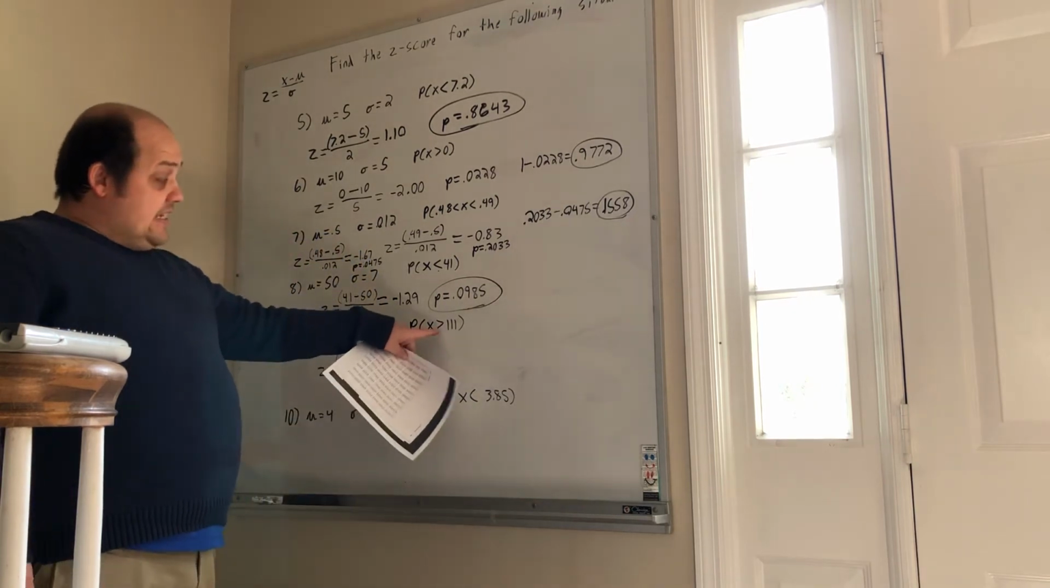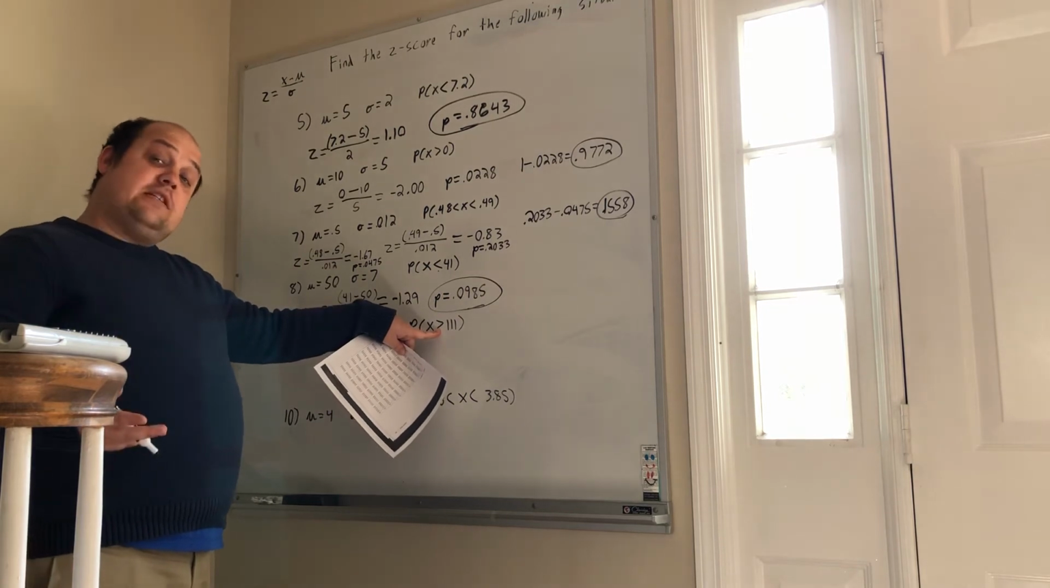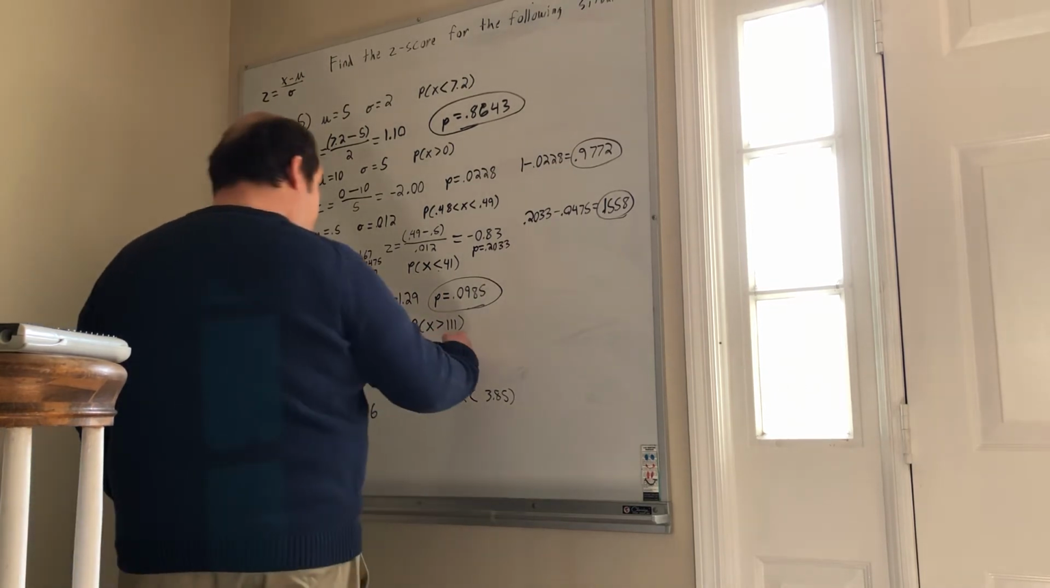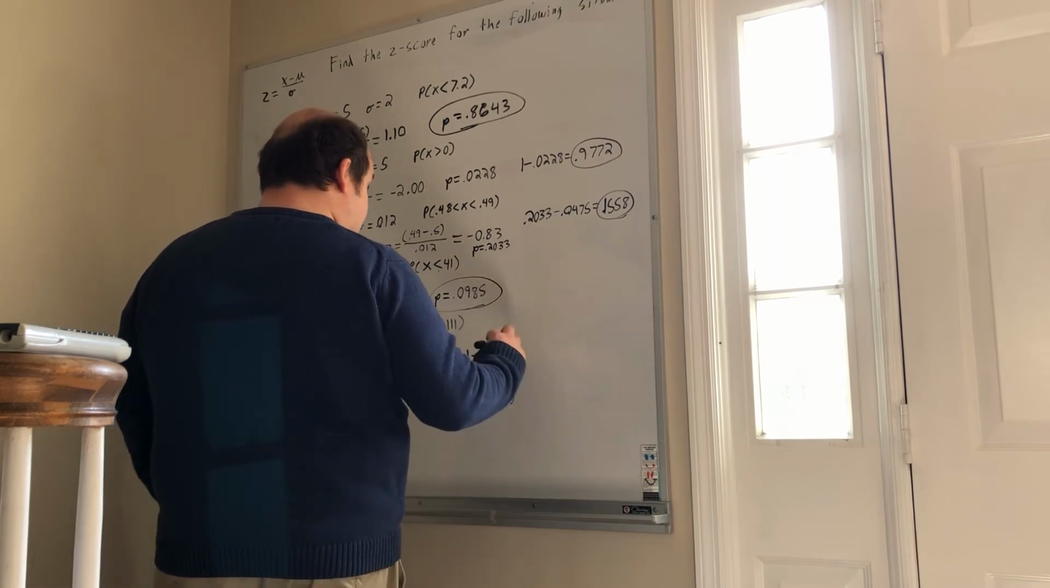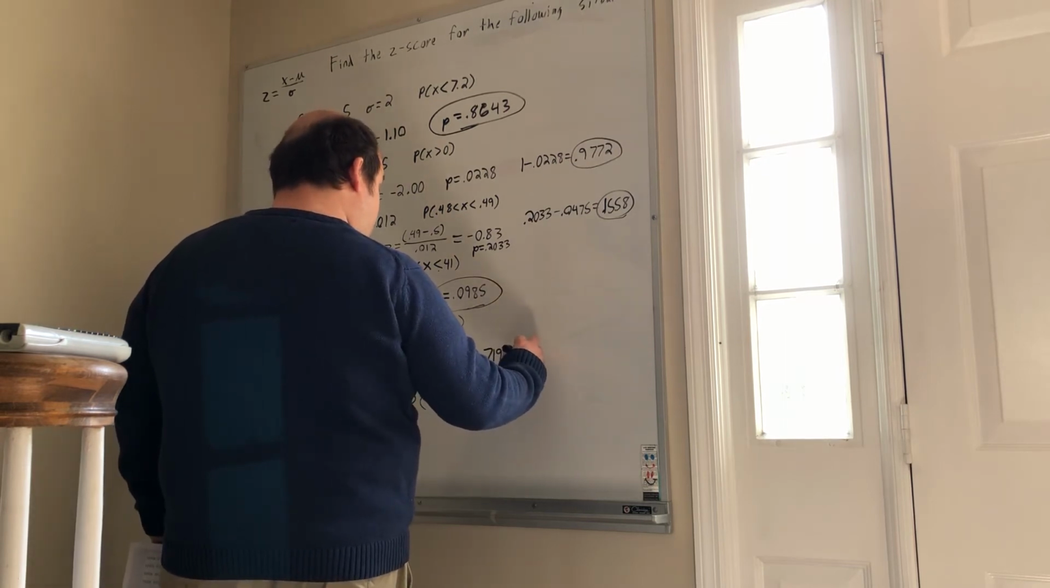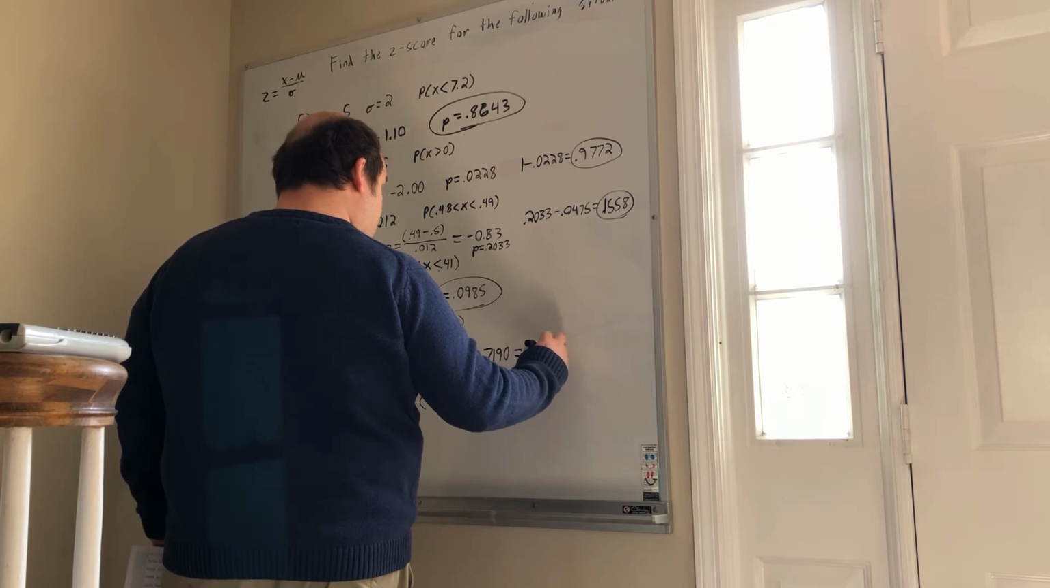If this had been less than, I could stop there. Because it's a greater than question, I do 1 minus that 0.7190. That's how I get a final answer of 0.2810.